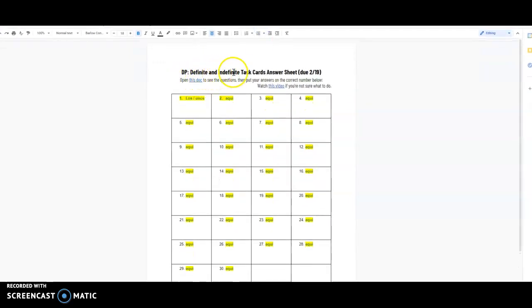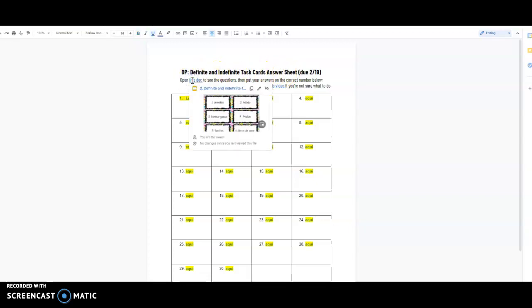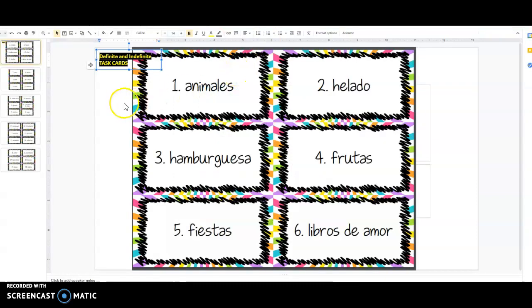DP, definite and indefinite task cards answer sheet. So it says, open this doc to see the questions, then put your answers on the correct numbers below. So when you click that, it will automatically open and take you to this one. This has all of your questions on it.